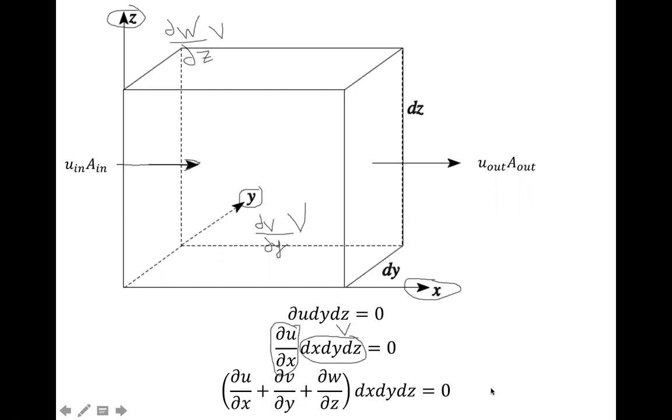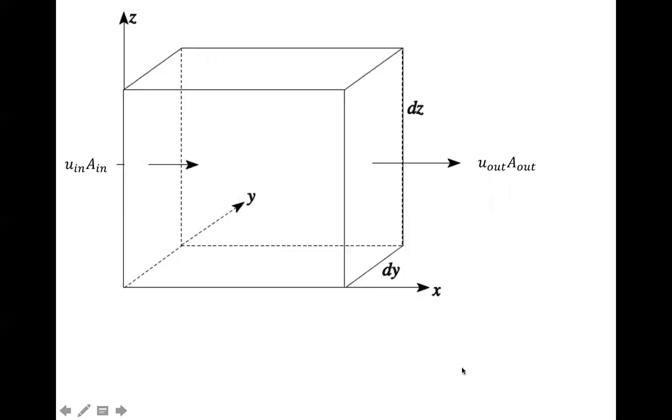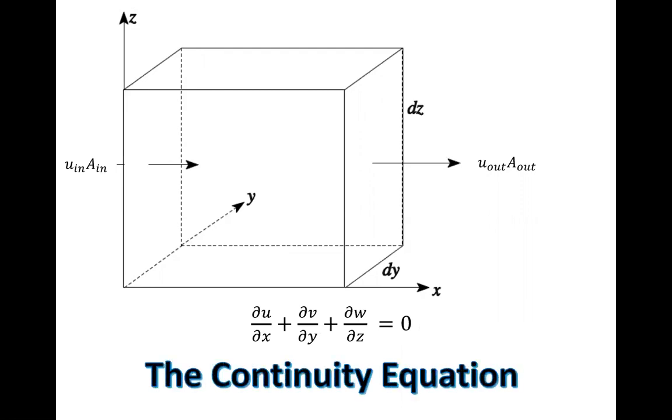So since this is all equal to 0, I can go ahead and divide through by that volume of my box, and I end up with just du/dx plus dv/dy plus dw/dz equals 0. So my final equation is du/dx plus dv/dy plus dw/dz equals 0. And this is the continuity equation.